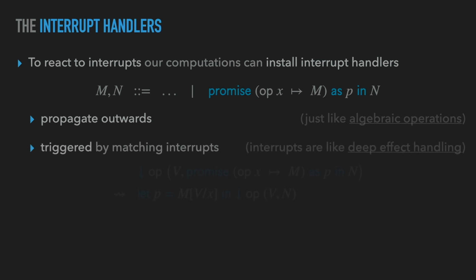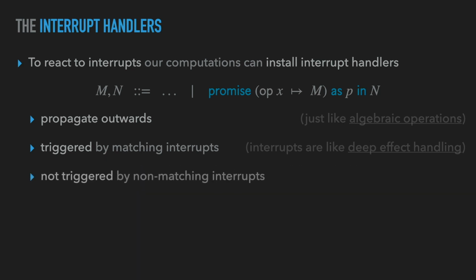Next, when an interrupt is propagated to a computation and it reaches a matching interrupt handler, then this handler code M is triggered, it gets executed, and its return value gets bound to the variable P in the continuation. And in addition, the interrupt gets propagated into the continuation. So this is further evidence that interrupts, while looking like algebraic operation calls, actually behave like effect handling.